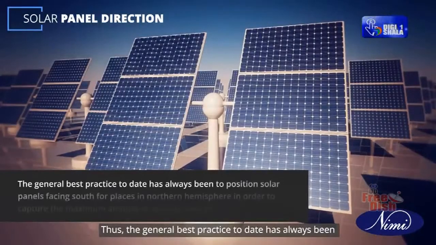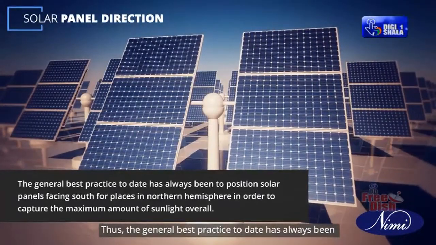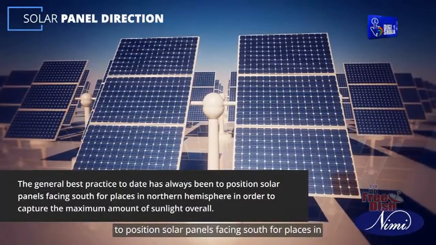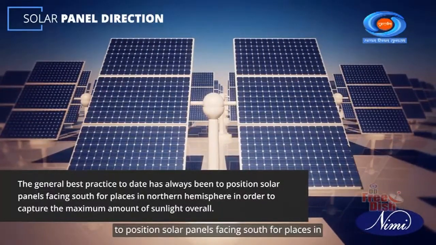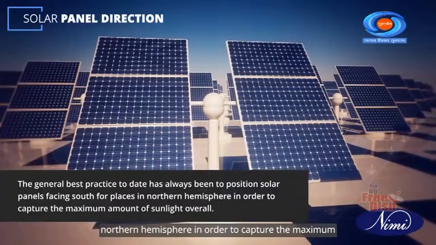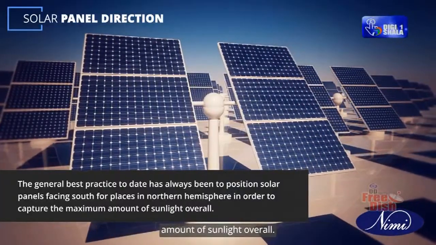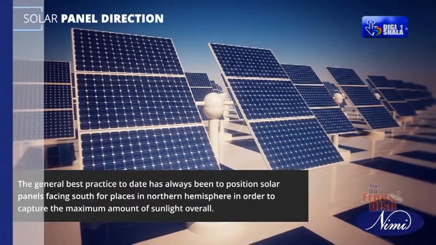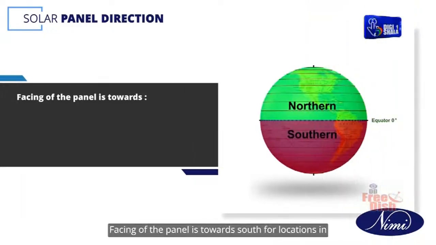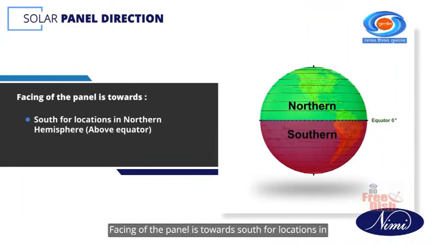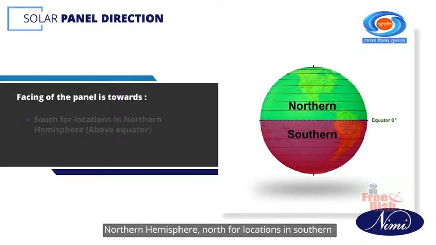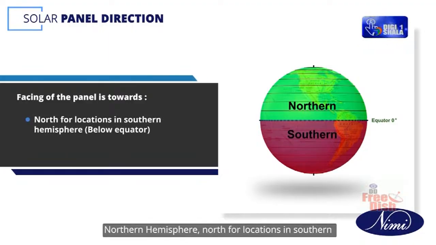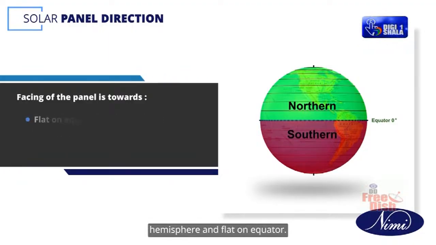Thus, the general best practice to date has always been to position solar panels facing south for places in northern hemisphere in order to capture the maximum amount of sunlight overall. Facing of the panel is towards south for locations in northern hemisphere, north for locations in southern hemisphere, and flat on equator.